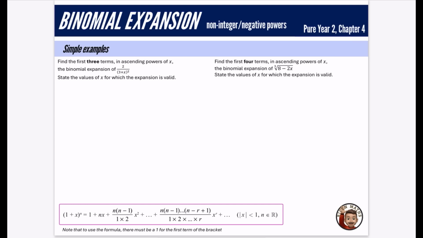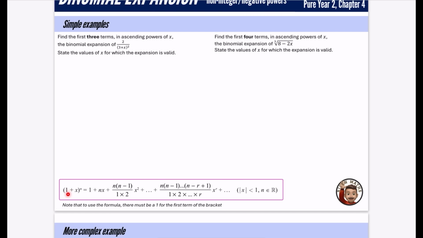I just want you to take note though that you can only use this formula where there is a 1 in the first term of the bracket. So if we don't have a 1 in the first term of the bracket, we are going to need to manipulate it so that it does look like that.